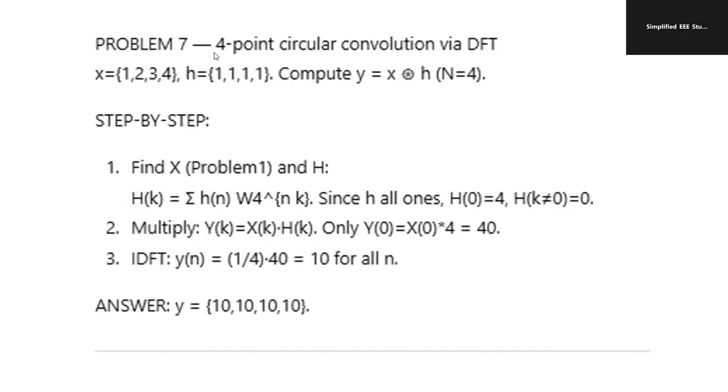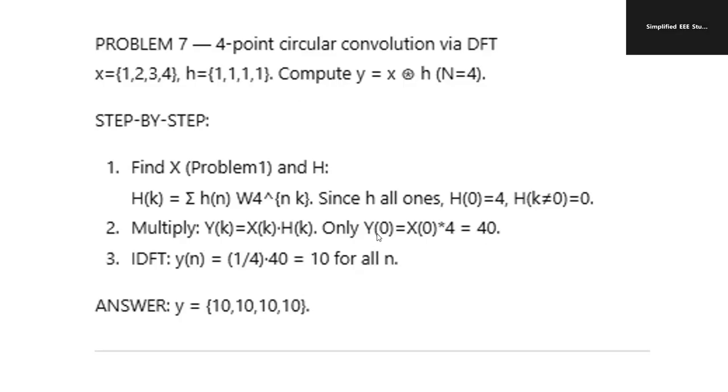Problem 7, 4-point circular convolution using DFT. Signal x is given, and h is already given. Then you are supposed to calculate x circular convolution h. Follow the steps: computation of capital H of k, use this formula. Then Y of k is nothing but X of k into H of k. Then you can use y of 0. Then compute the IDFT: y of n is equal to 1 by 4 into 40.